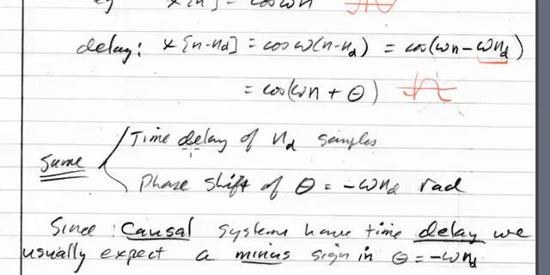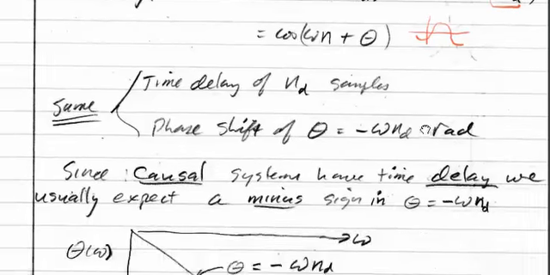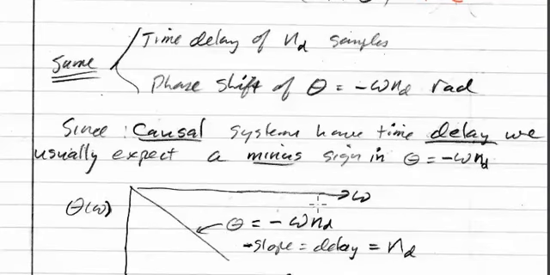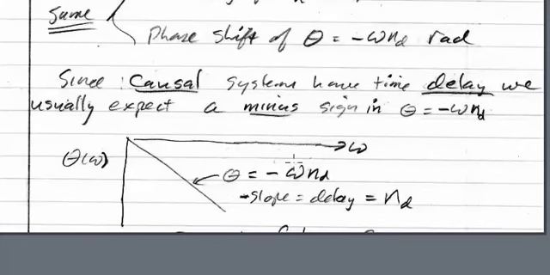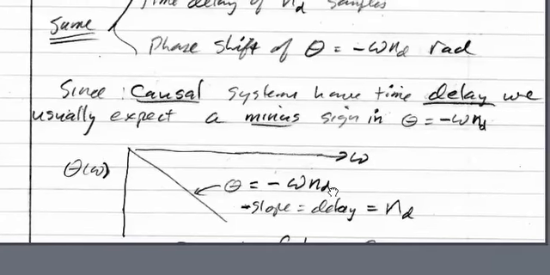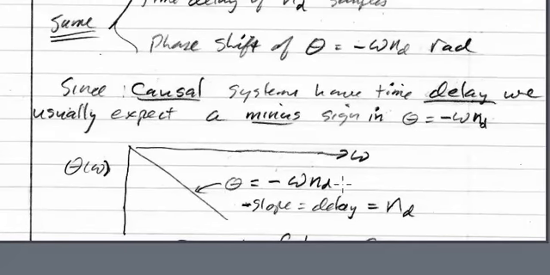All right, so what we've shown is a time delay of n sub d samples and a phase shift of theta equals minus omega n sub d radians are the exact same principle. They're just two different ways of saying the same thing. So when people tell you about phase, don't worry that you don't understand it, because you do understand it.